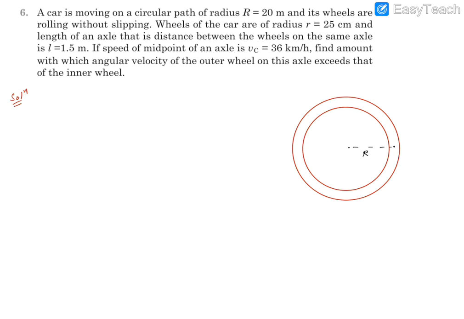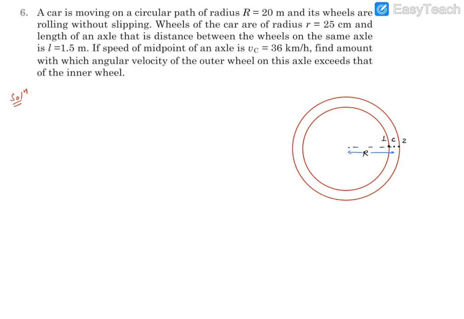Now this is the inner wheel. Let's denote this inner wheel by 1, and there is going to be the outer wheel. Let's denote the outer wheel location by point 2, and this is the length of the axle. R is running from here up to the center point, and let's say this point is indicated by C, the center point. That's the top view of the circular track on which the car is moving.